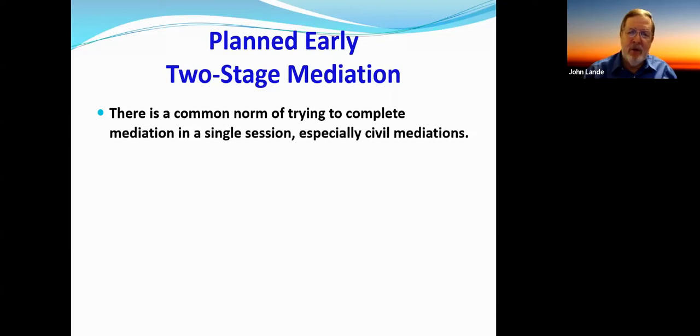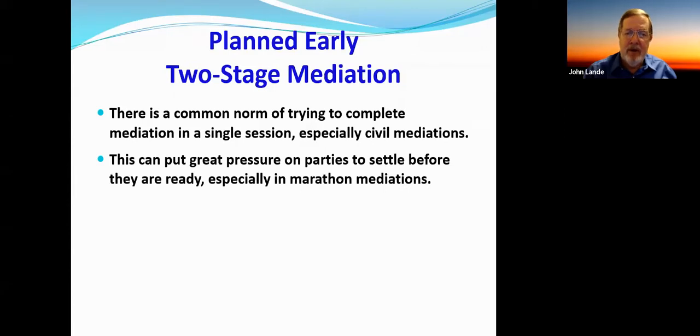In the United States, for civil mediations, basically for contract disputes, for tort disputes, things like that, other than family disputes, there's an expectation that mediation is going to be done in a single session, in a single day. And that can be helpful, but it also can undermine good decision making. It can put a lot of pressure on parties to settle before they're ready. And we have what I call marathon mediations, mediations that start in the morning and people stick around past dinner time, sometimes late into the night, to try and get cases settled. And it undermines people's decision-making ability, and it puts great pressure on them to settle.